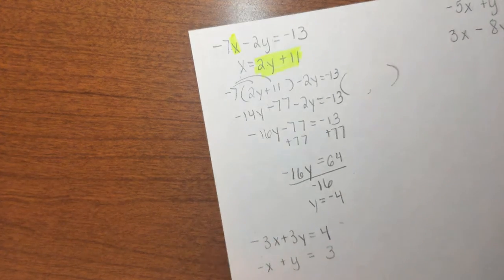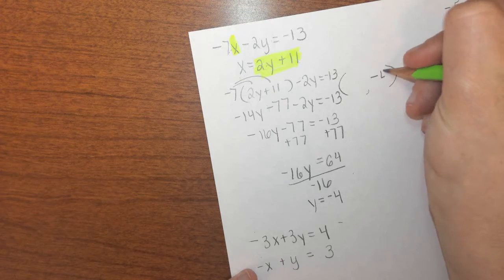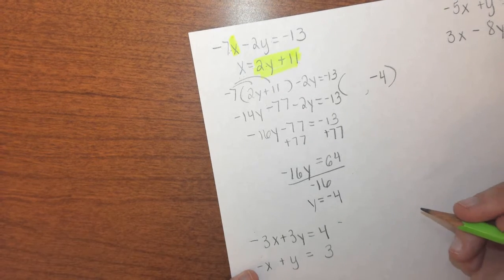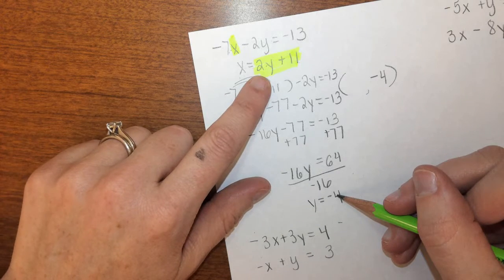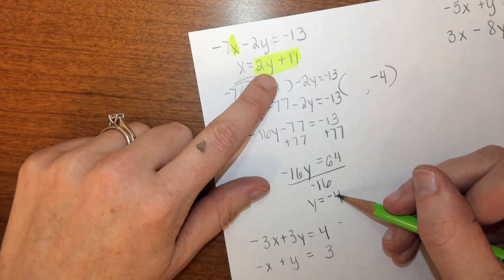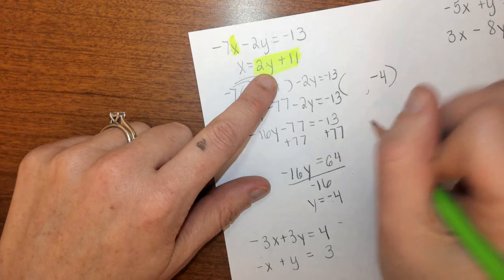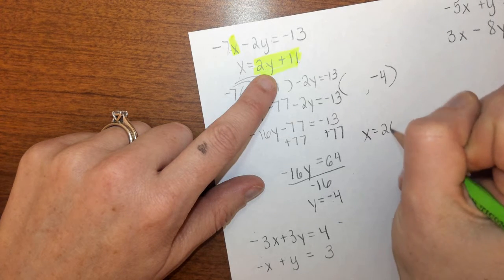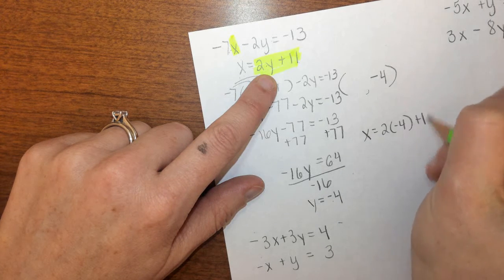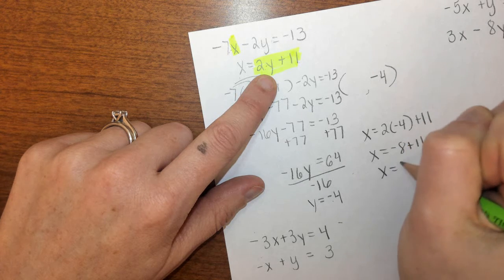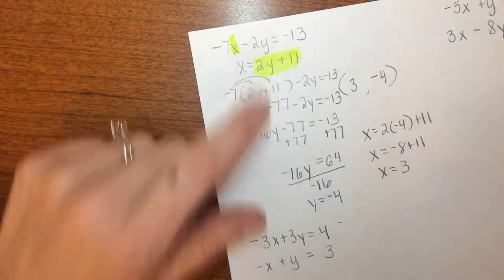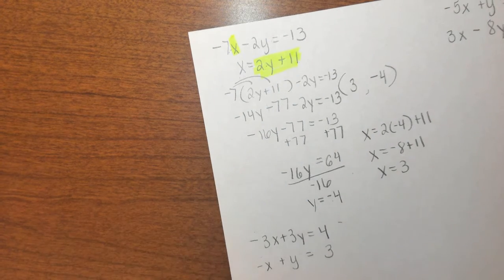So after you solve it, that's your y value of your ordered pair. And in order to find the x value, you would just plug the negative 4 in here. So it would be 2 times y, which is negative 4. So x equals 2 times negative 4 plus 11, which is 3. So there's your ordered pair. That would be the first one.